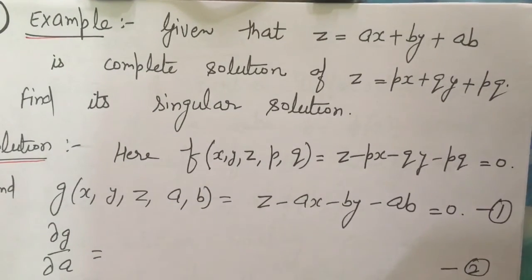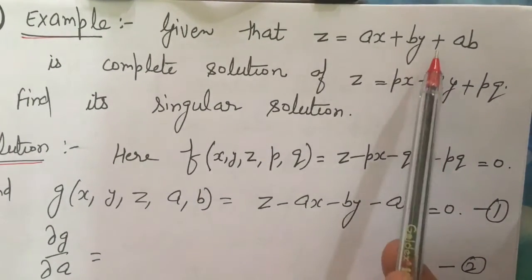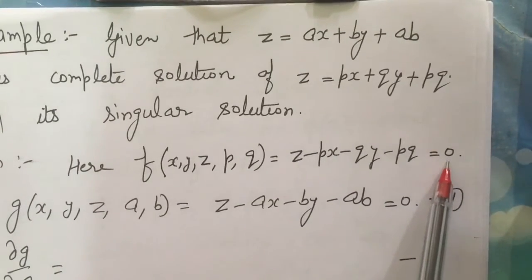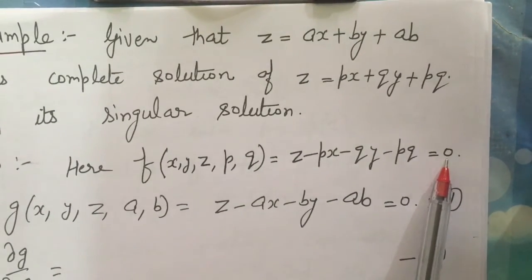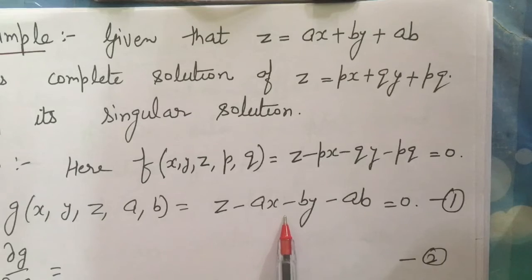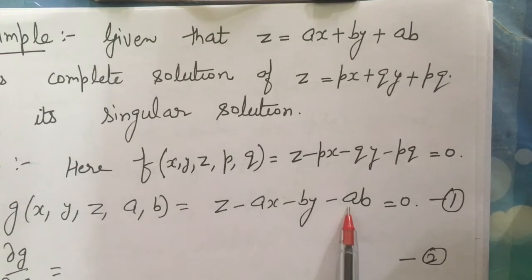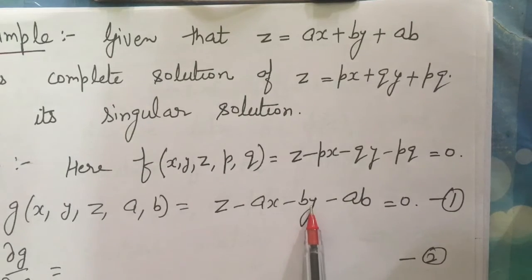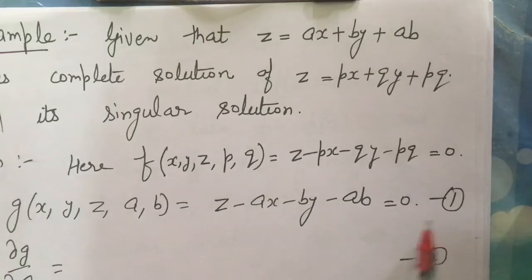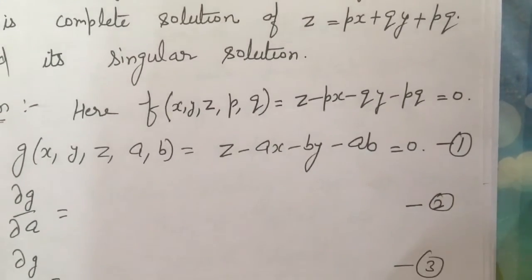How will we proceed? First of all, we take all the terms on the left hand side, so that on the right hand side we have 0, and this is f(x, y, z, p, q), the given first order PDE. The complete integral is also given, z = ax + by + ab. Again, transfer all the terms to the left hand side so that you get 0 on the right hand side. This is your function g.